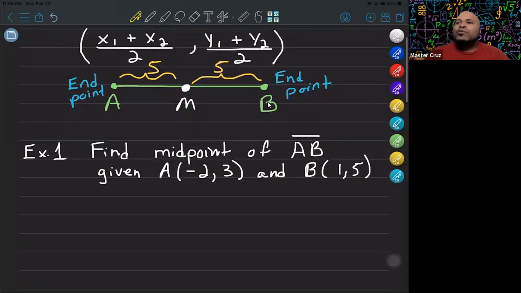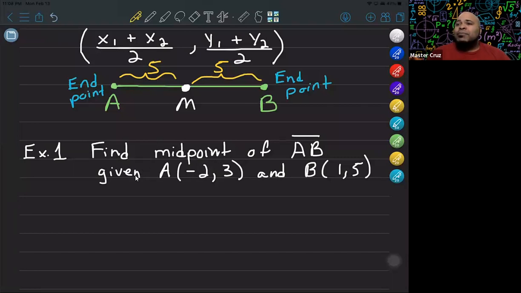So that's what we're going to do. We're going to use this formula. I don't know if you know this, but the way that you find the middle of something in math is adding them and dividing by 2. You add those two quantities and you divide by 2. That gives you the average.